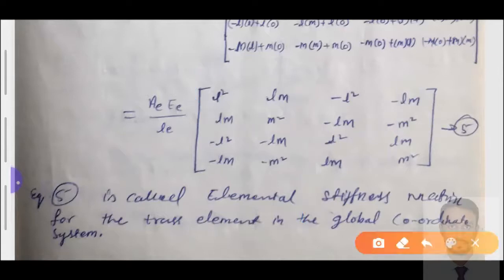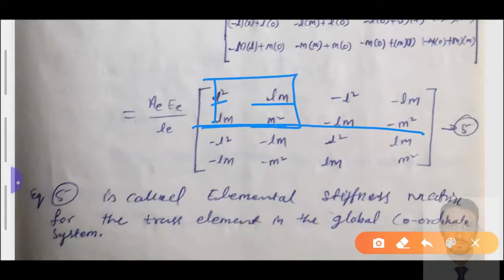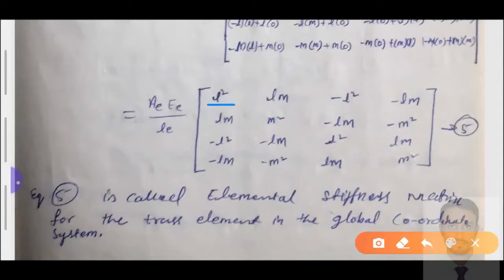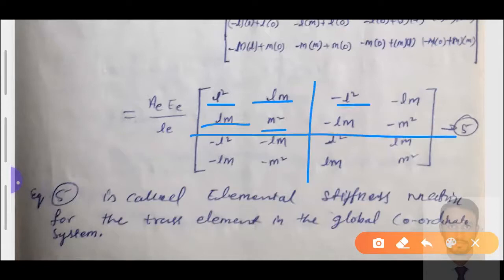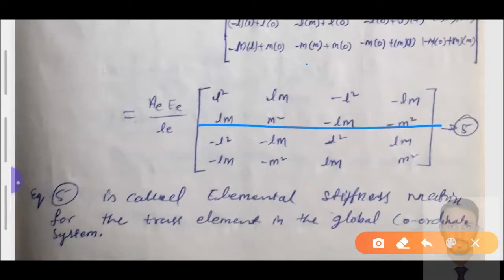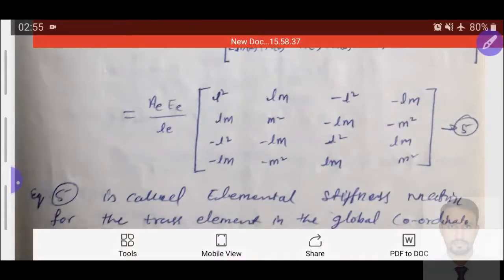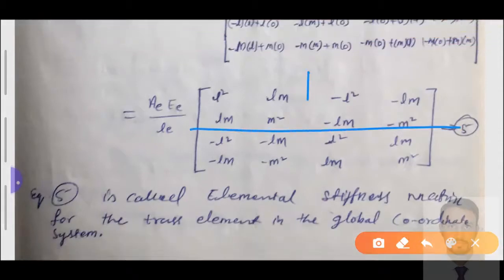How to remember this one? You remember this part only: L square, Lm, Lm, m square. Learn this by heart: L square, Lm, Lm, m square. Then write down the other quarter parts the same way, L square, Lm, Lm, m square. How will we remember the sign convention? Don't bother about the sign convention. I have made the four parts here, so you can go with that.